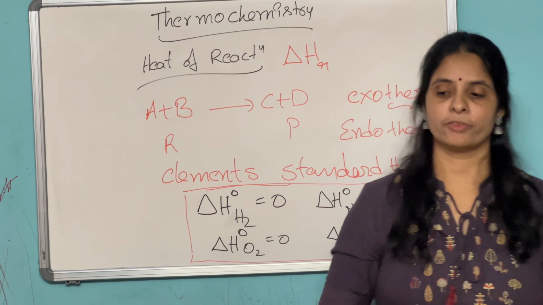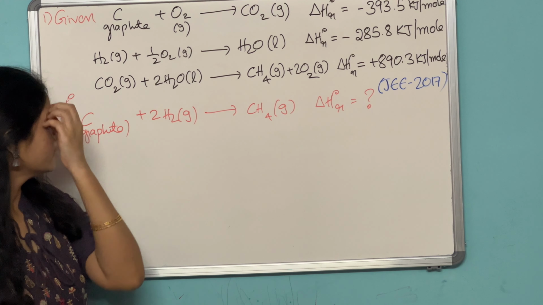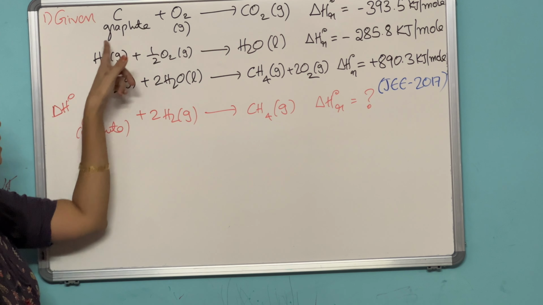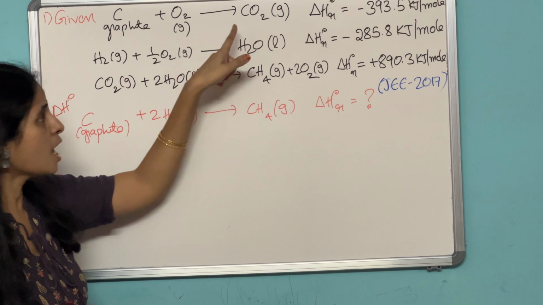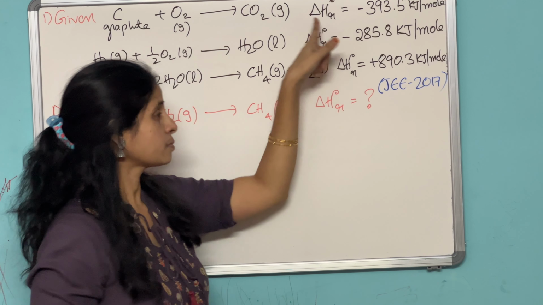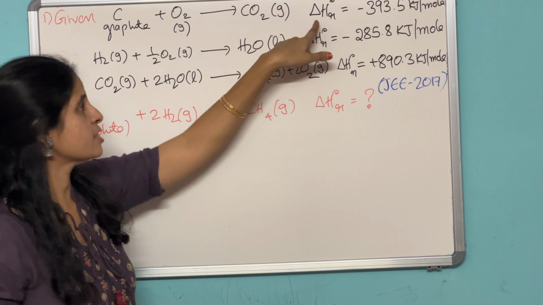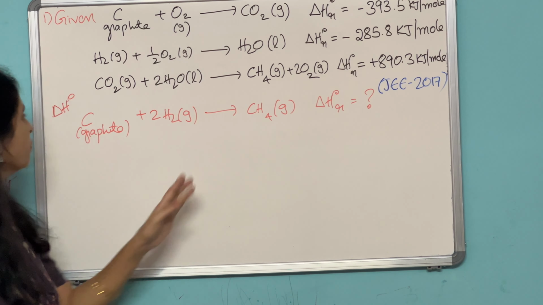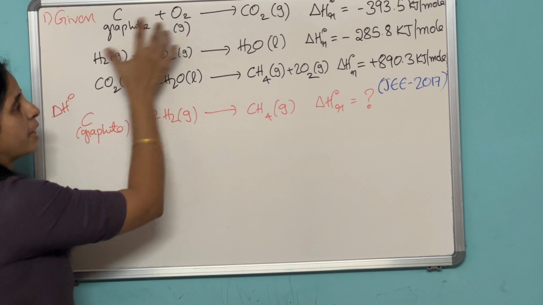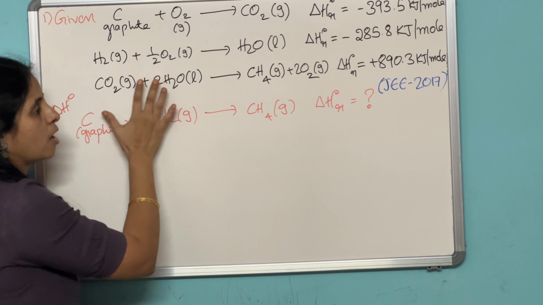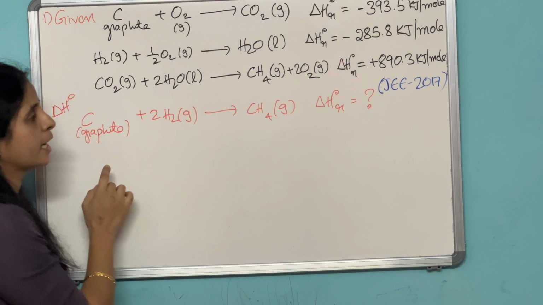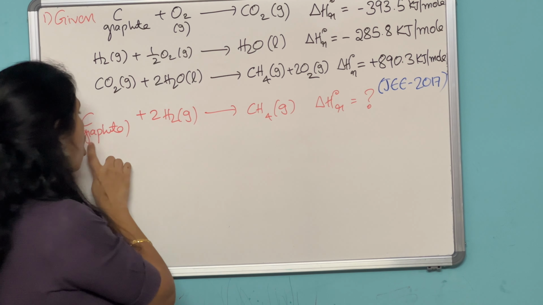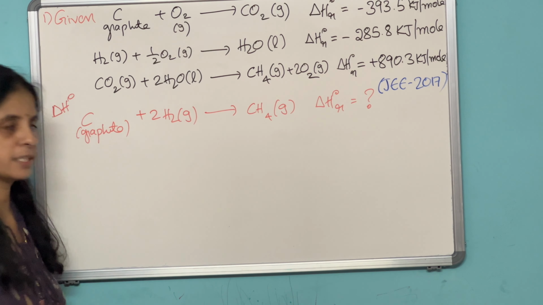Okay, now we'll solve one problem. Look at this problem. This was given in JEE 2017. So here he has given 3 equations, and for each equation here you are given the standard heat of reactions. Now the question is, by using the above data of chemical reactions, calculate the standard heat of reaction of this equation. Now how to solve this one?